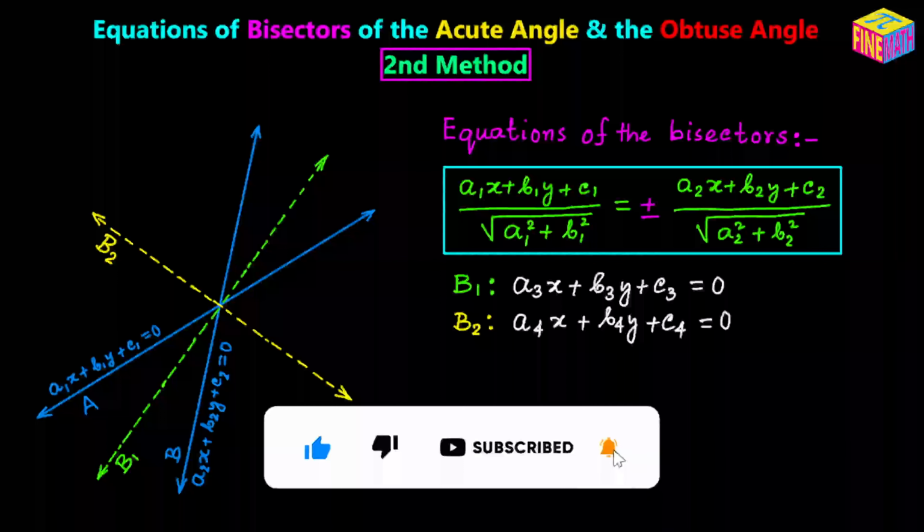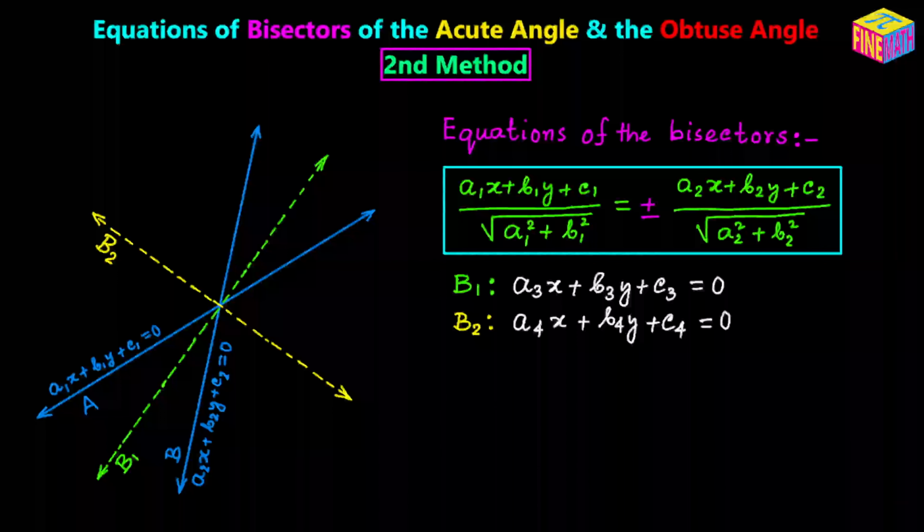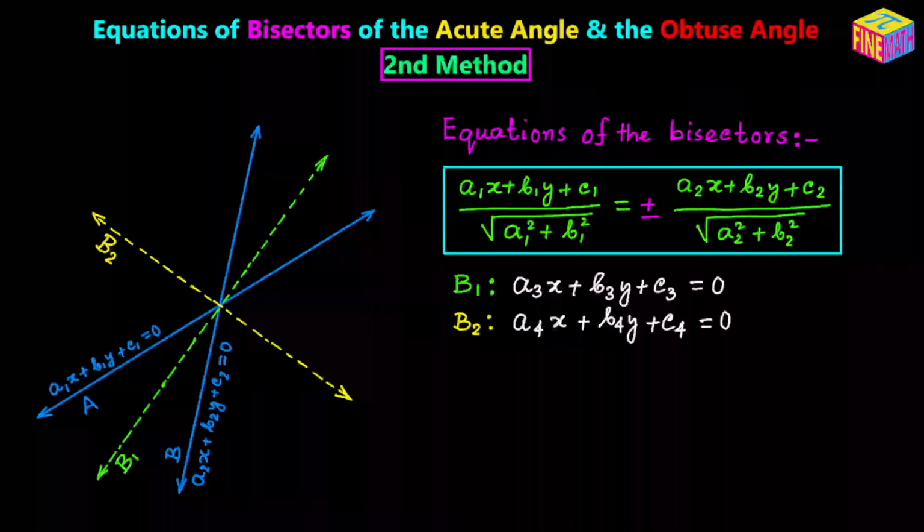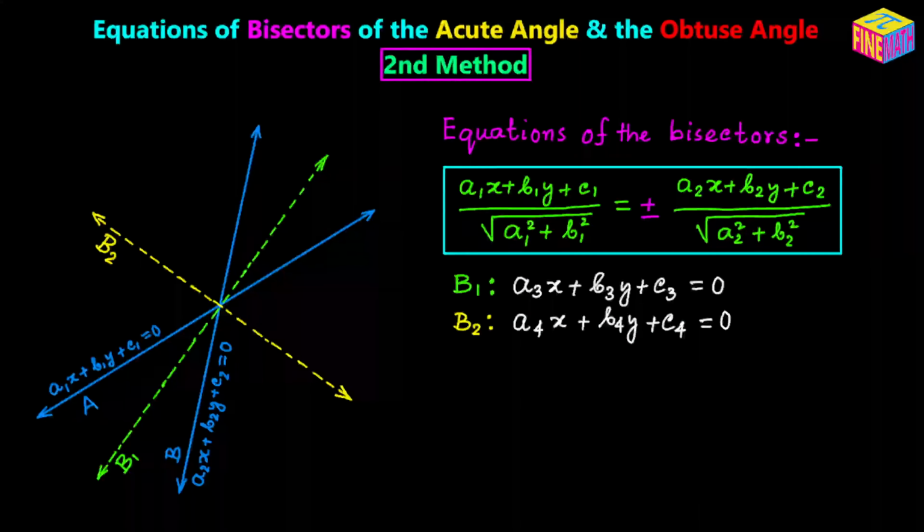As you can see in the diagram, I have taken two straight lines. It's pretty much similar to the previous video. I have kept the same diagram here, straight line A and straight line B, and I have their equations written on the diagram. Also I have the equations of the bisectors, which are B sub 1 and B sub 2. Here in the diagram, B sub 1 is the bisector of the pair of acute angles and B sub 2 is the bisector of the pair of obtuse angles, and I have their equations also written down over here on the screen.